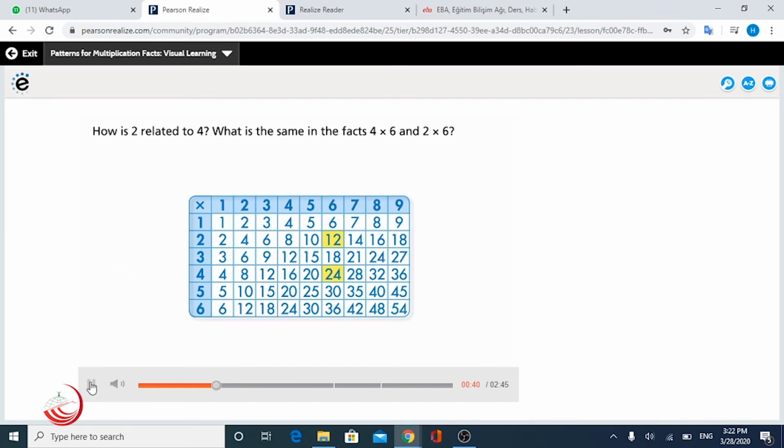He's giving you a chance to answer. 4 is equal to 2 groups of 2. In both facts, 4 times 6 and 2 times 6, one of the factors is 6. 4 is the double of 2. So 4 times 6 is double 2 times 6. Exactly.